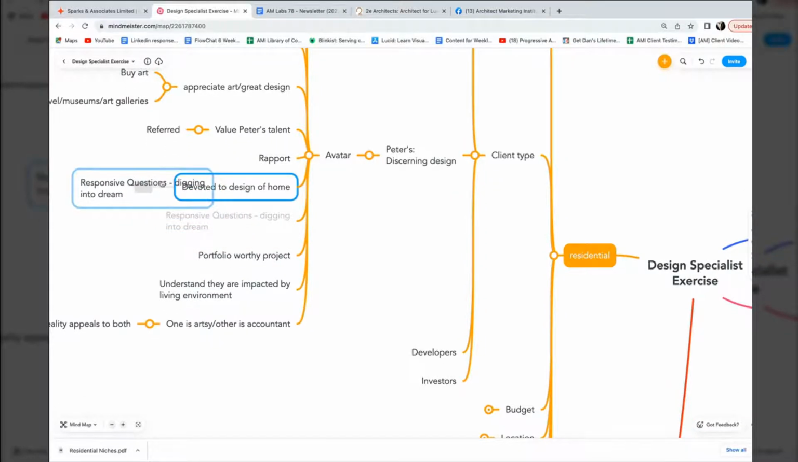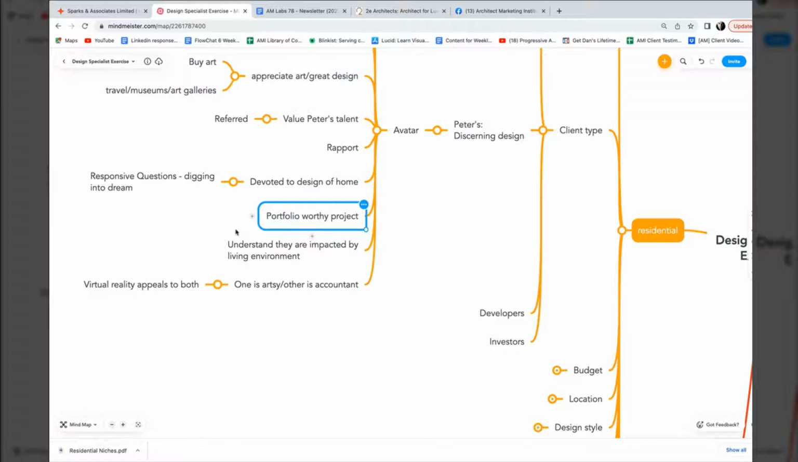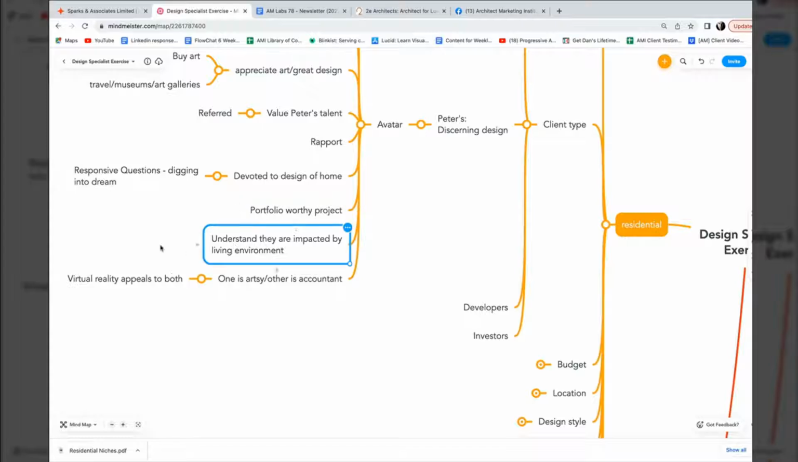Maybe I could stick that actually there. That's probably a subset of that. The home that they want to build is a design-worthy or a portfolio-worthy project. It's one he would want to put on his portfolio. They understand that they're impacted by living environment.